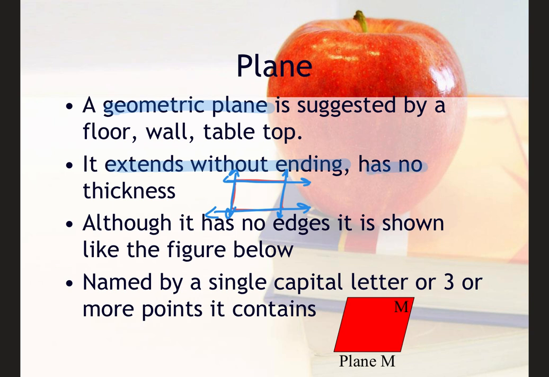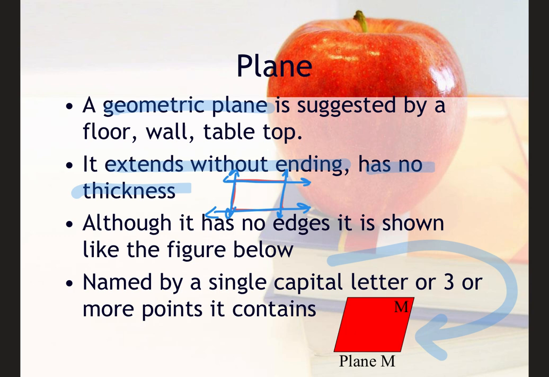It also has no thickness. So while there might be length or width, there's no height to a plane. And although it has no edges, it is shown like the figure below. So like we just said, this is what it would look like. And although those look like line segments, they would actually continue on in all directions.